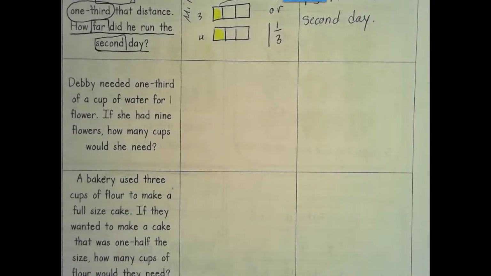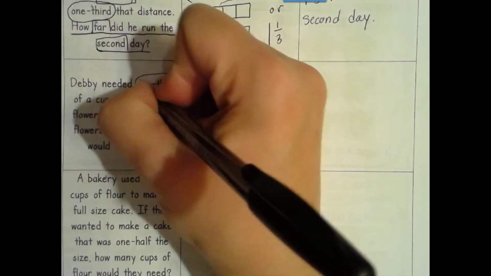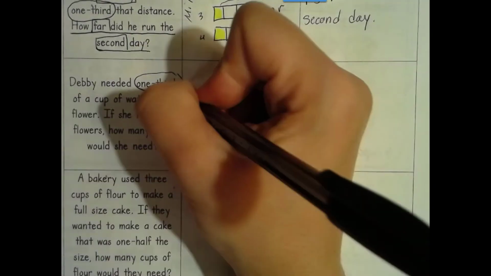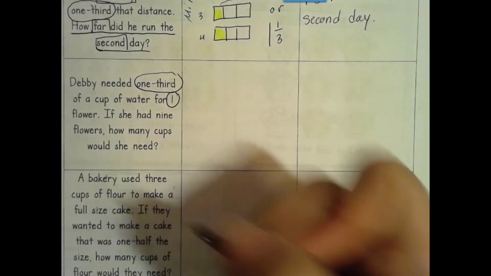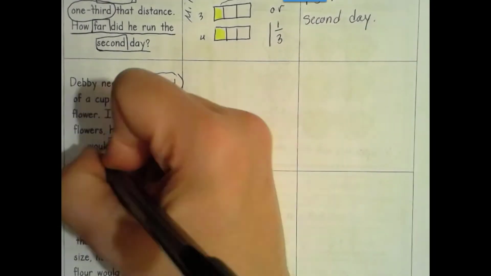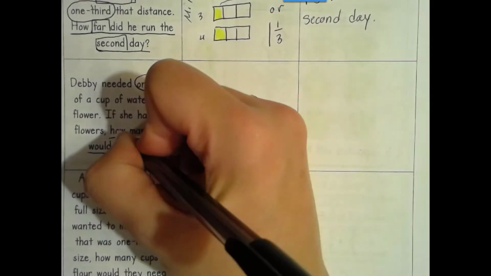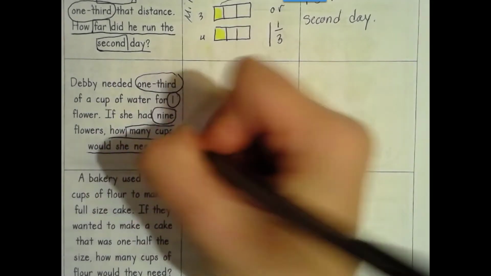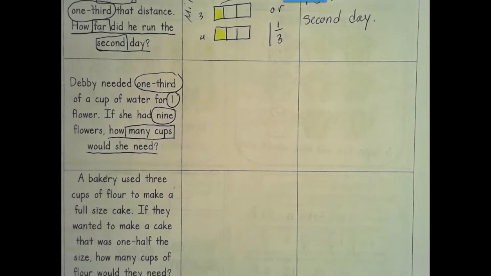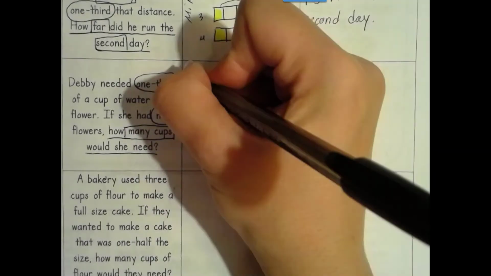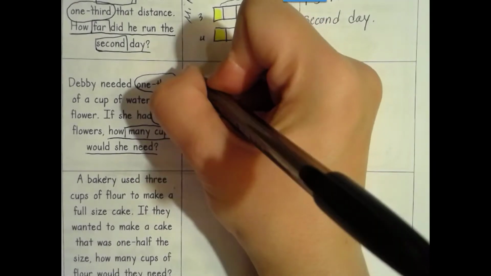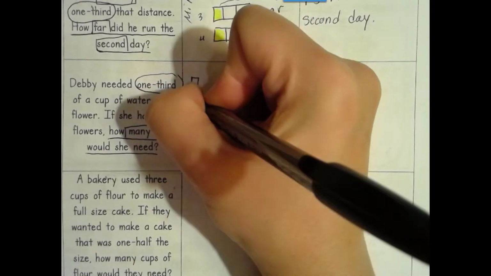Our next one. Debbie needed 1/3 again, of a cup of water for 1 flower. If she had 9 flowers, how many cups would she need? So we want to know how many cups. So for each flower, she needs 1/3. So I'm going to do my rectangles this way this time.